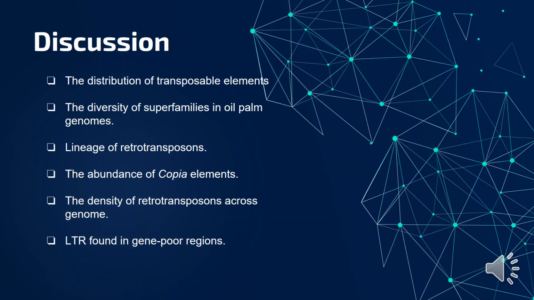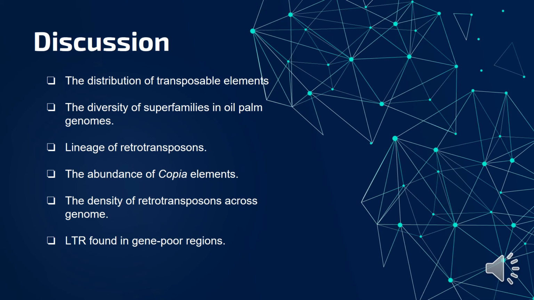Furthermore, the discussion in the article pointed out several points. The first point, the distribution of transposable elements in both oil palms is similar. Second, the diversity of superfamilies in the oil palm genome is comparable between gypsy and copia in both oil palm genomes.